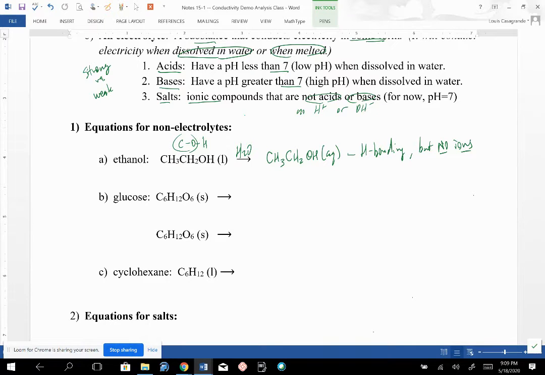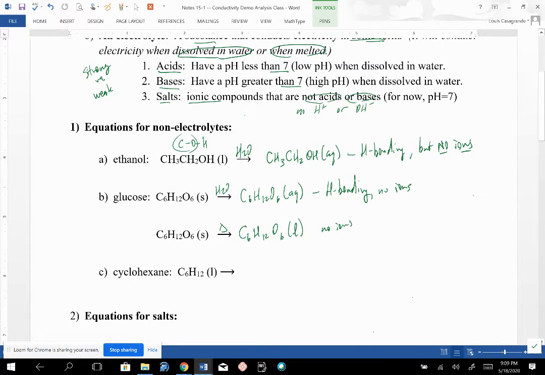Glucose, we also have lots of C-O bonds, O-H bonds, and so when we put that in water, it's going to dissolve, C6H12O6 aqueous. Again, we get hydrogen bonding, but no ions. When we melt it, so suppose we took the glucose and we melted it, all we do is break those hydrogen bonds, but no ions.